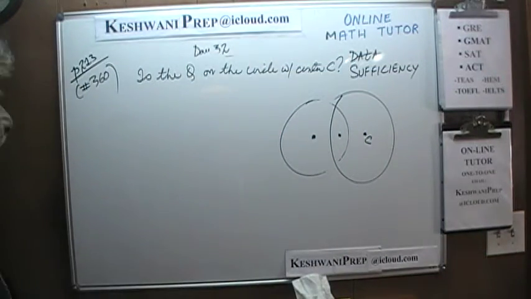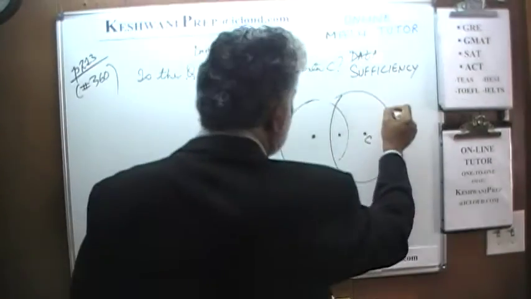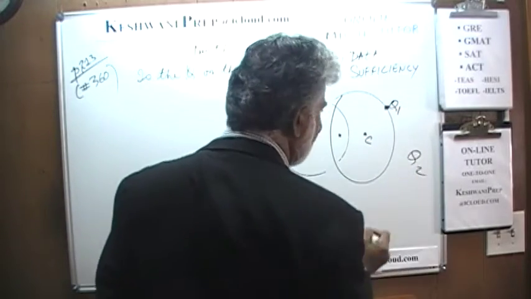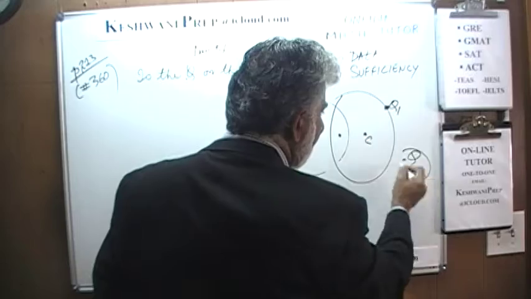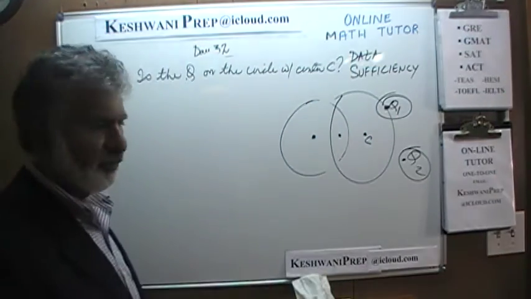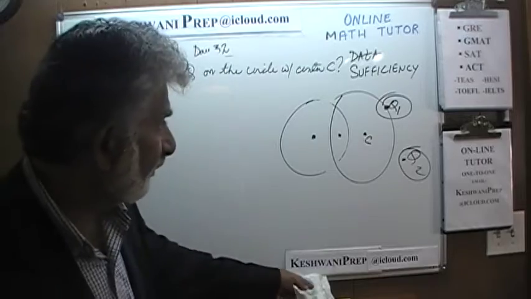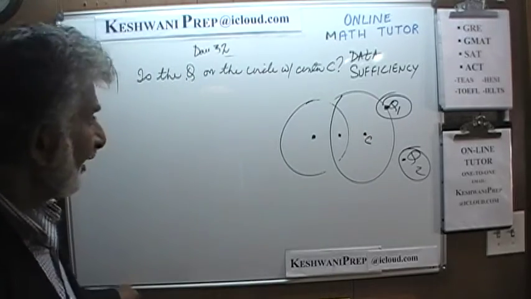And the question is, point Q, some point Q, is it on the circle, let's call it Q1, or is it not on the circle? Are we dealing with this scenario or are we dealing with that scenario? Is it on the circle or is it not on the circle? But what we need to understand is that we are only interested in answering that question.